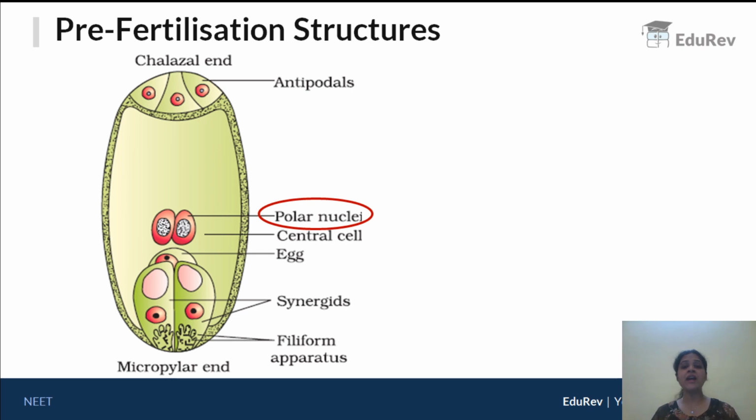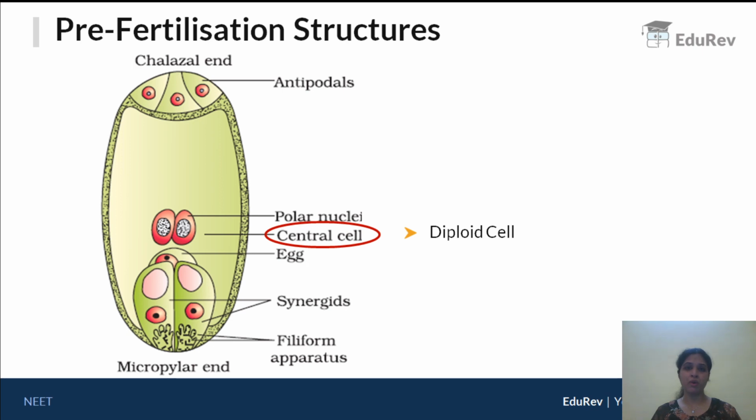Now in the center we have something called polar nuclei. These are two in number. Always remember that polar nuclei are haploid cells. However, these polar nuclei sometimes can fuse together to form something called a central cell. If they fuse together to form a central cell and the nuclei fuse, that particular nucleus is definitely diploid. So the central cell is diploid, and that diploid nucleus is going to be called a secondary nucleus. It is a fused product, so it is called a secondary nucleus.